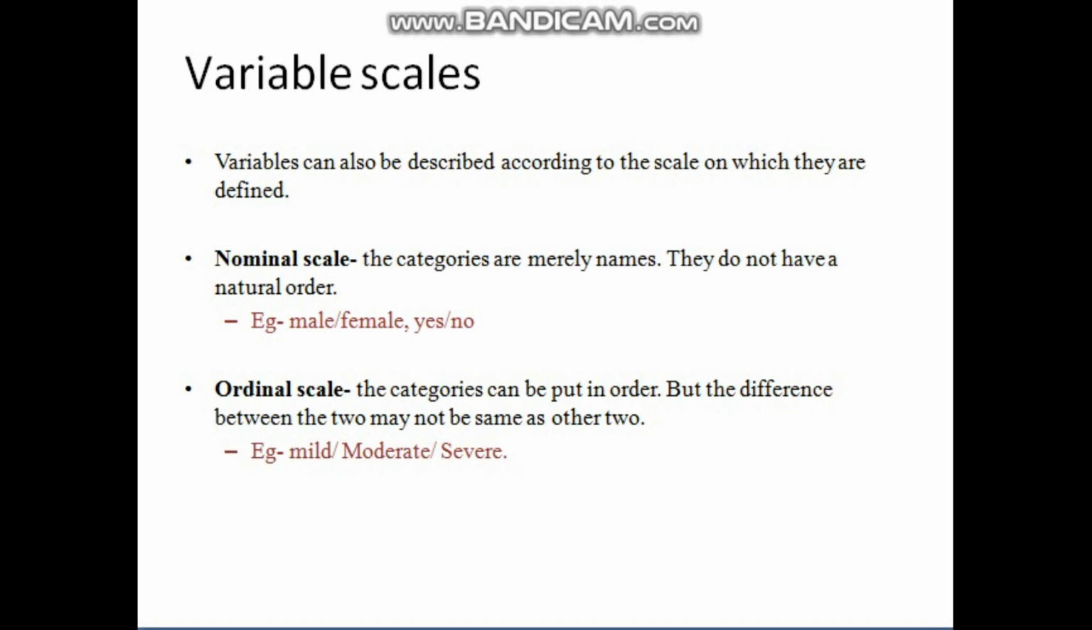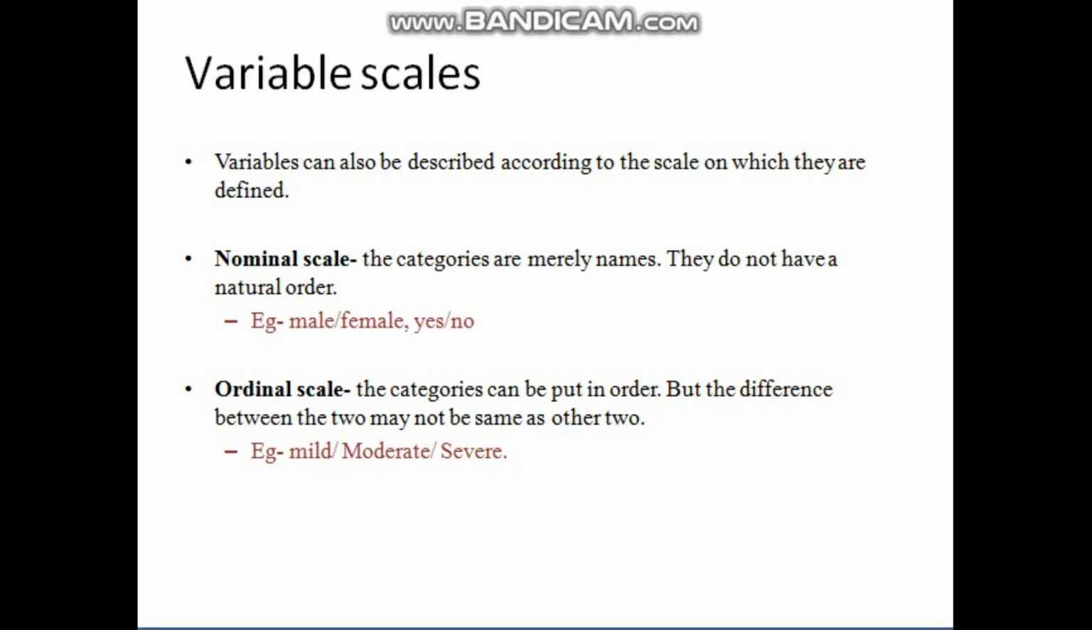In the ordinal scale, the categories can be put in order, but the difference between two may not be the same as between other two. Suppose I am having a disease, I want to know if it is mild, moderate, severe. There are three categories. Then automatically it is having order, because severe is a chronic disease. Mild is very close to normal, the starting stage of the disease. So moderate is the middle stage of the disease. Automatically it is in order, so it is called ordinal scale.